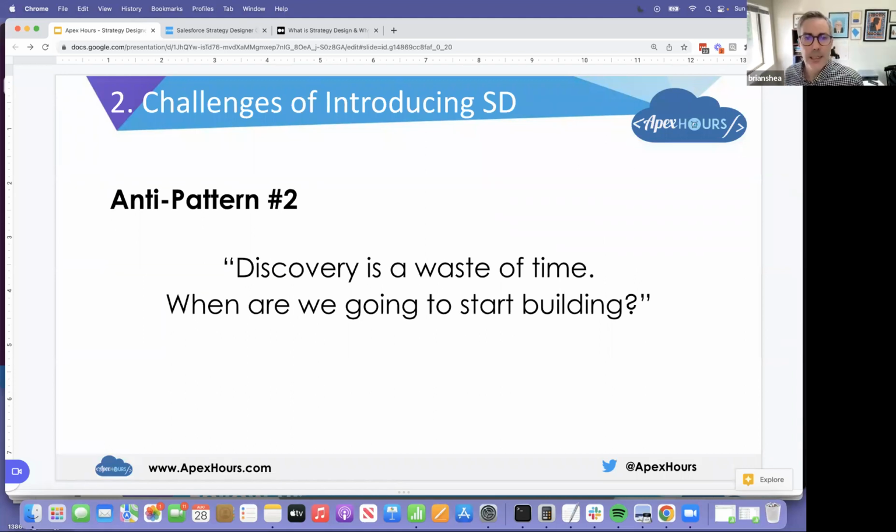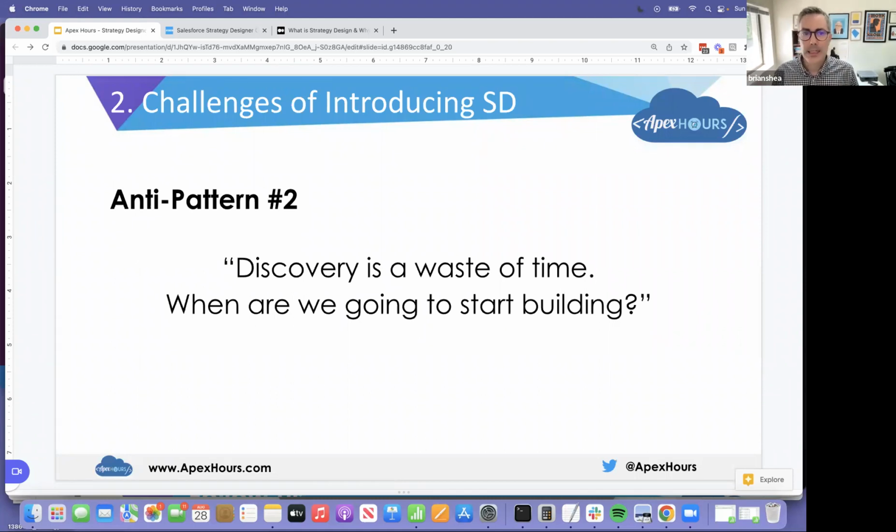Number two, discovery is a waste of time. When are we going to start building? This is something we see in organizations. Maybe in the past, they've had a waterfall type approach where their discovery and analysis happens up front, and then they're doing delivery for a while, and it feels like the discovery is not really effective and it's just a waste of time before you launch something.